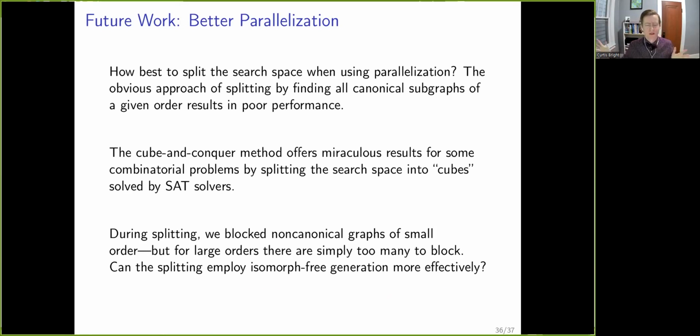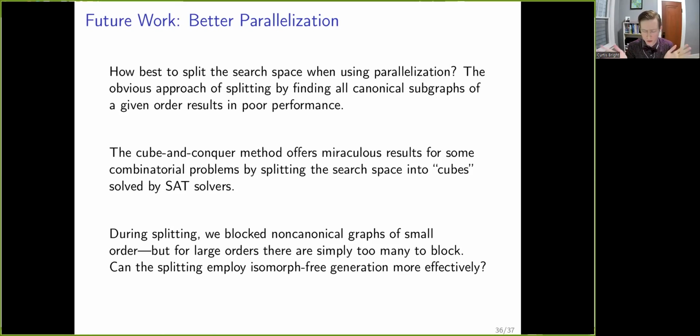So now let me move into the latter part and talk a bit about the future and what sorts of things we could improve here. One big thing, which is particularly necessary when you want to go to these large orders and search for these combinatorial objects, is parallelization. How do we do parallelization? And let me tell you first of all what doesn't work.